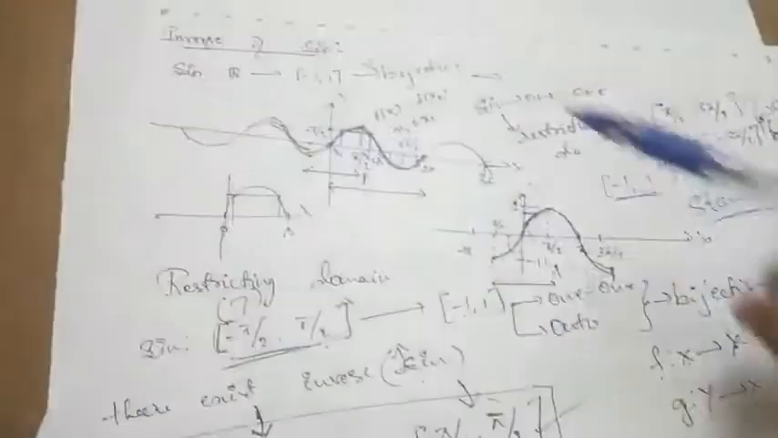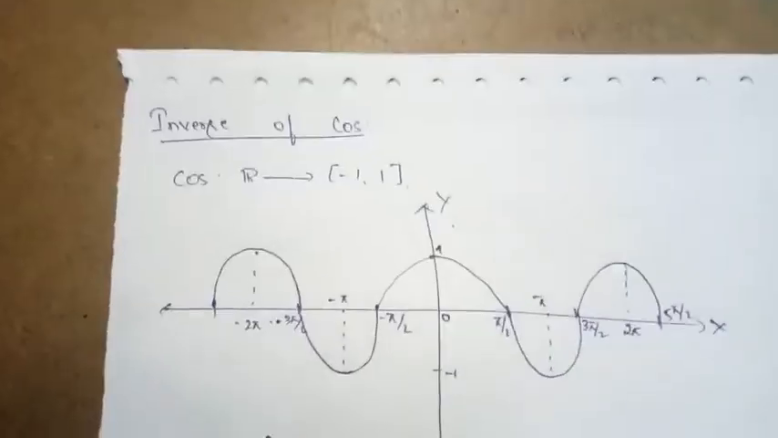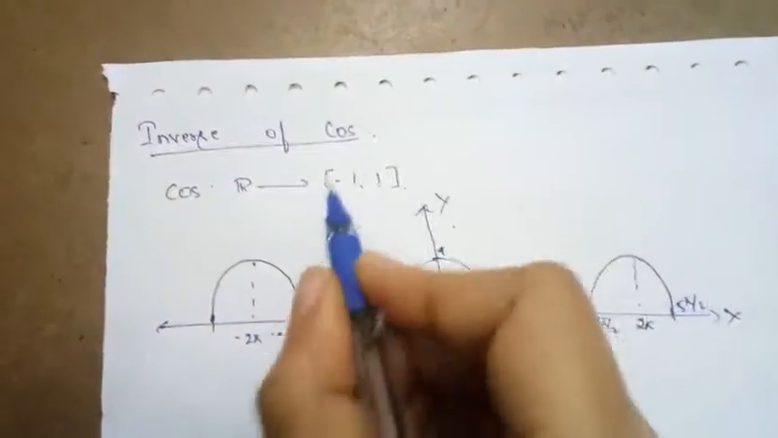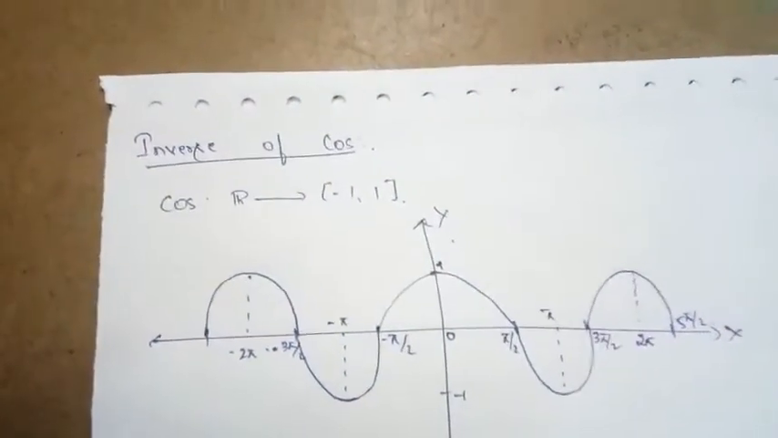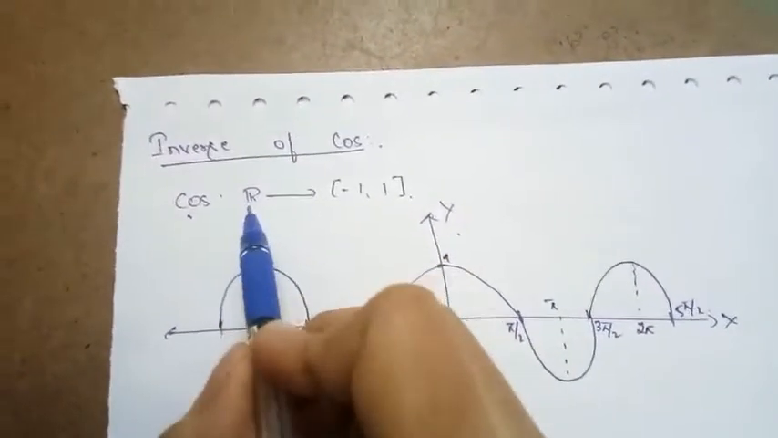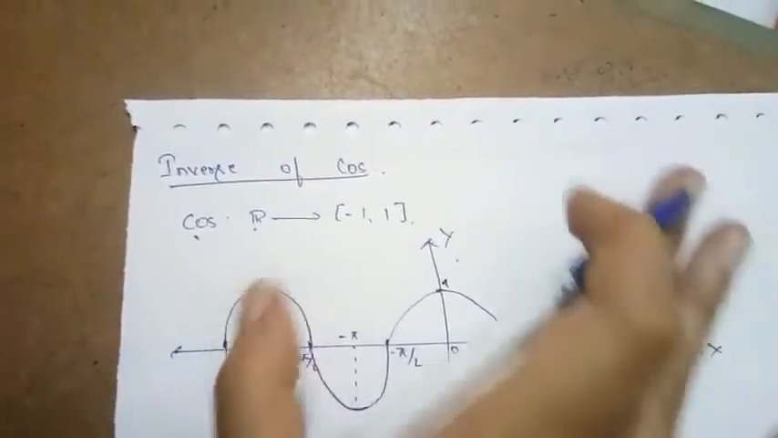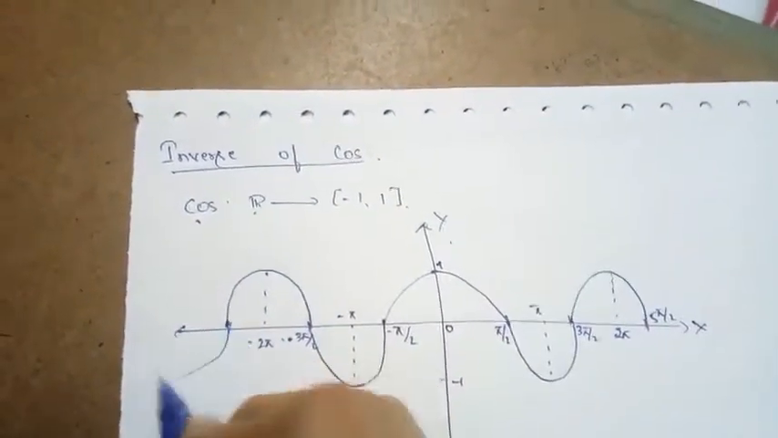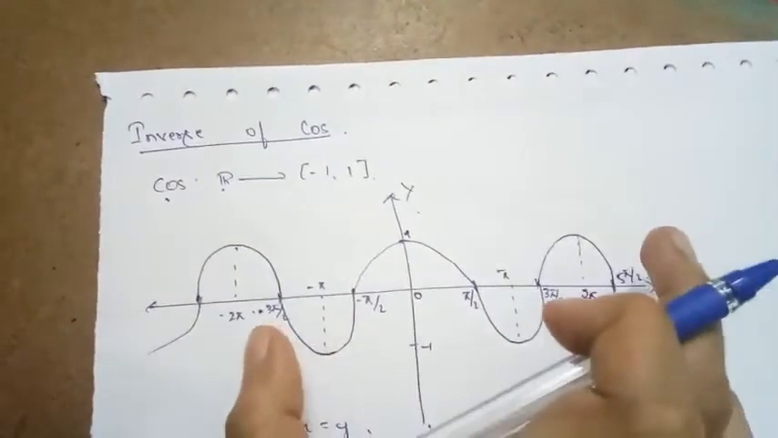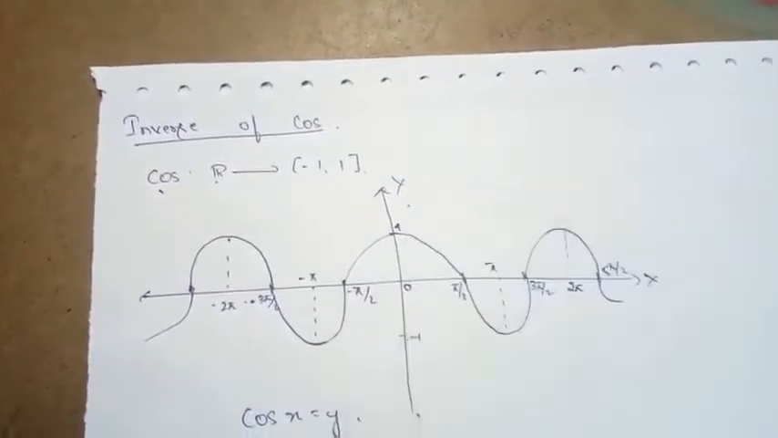Now let us similarly find the inverse of the rest of the trigonometric functions. So now let us talk about the inverse of the cos function. So what is the cos function? The cos function is a function whose domain is the set of real numbers and whose range is from -1 to 1. According to this definition, this is the graph of the cos function, where x is the angle in radians and y ranges from -1 to 1.